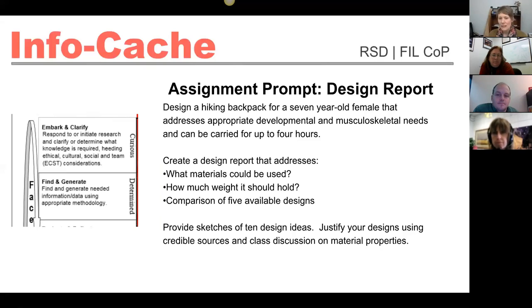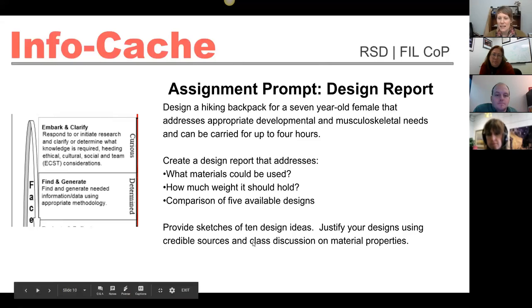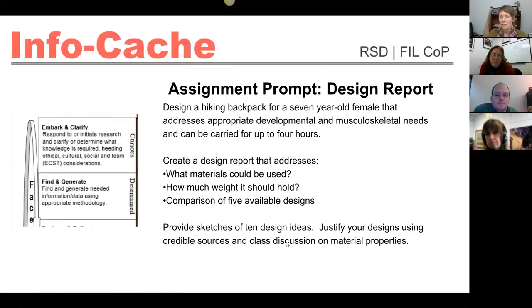Actually, I might pull it back a little bit, because they are clarifying enough that they know they have to find information on materials. They know they have to find information on musculoskeletal development, but there are no instructions on how to find that information, or where to find it, except down here. It says that the class discussion might be helpful. So there's a little bit of support there. What do you think, Sylvia?